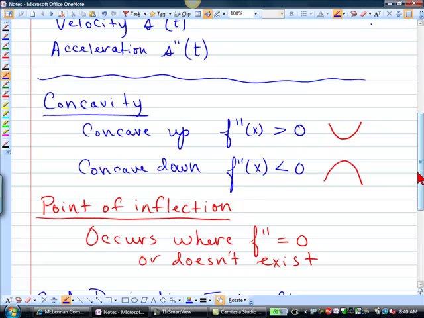Okay? So we're going to do that same kind of test thing that we did for increase and decrease. And when it's positive, we're going to know it's concave up. When it's negative, we're going to know it's concave down. Okay?